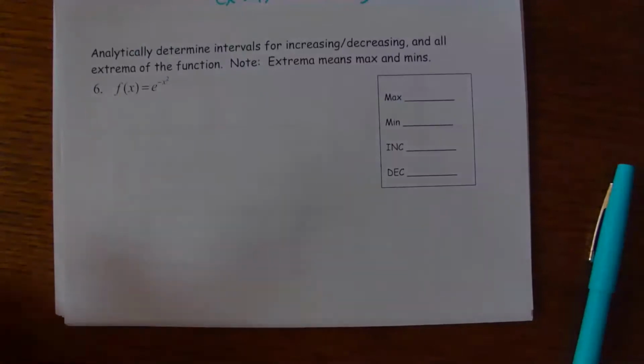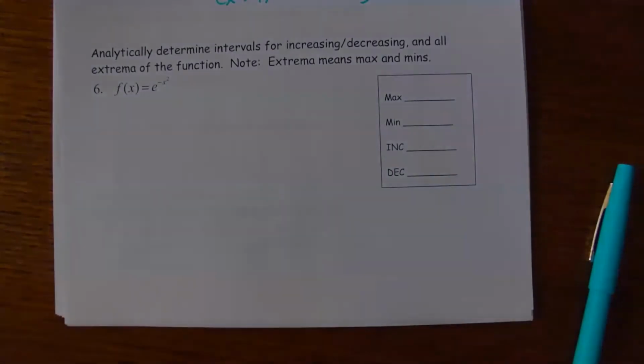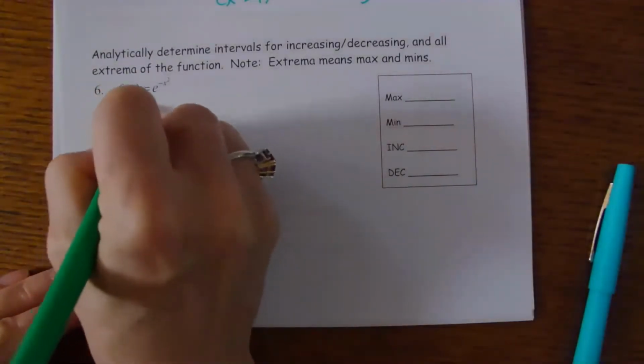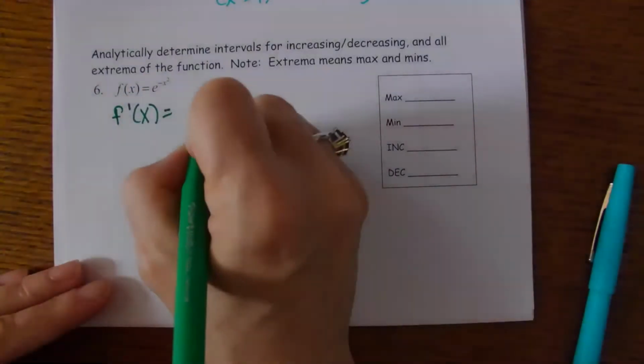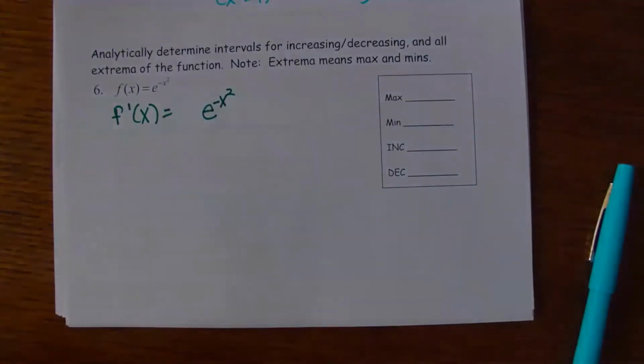All right, one last problem. Analytically determine intervals for increasing and decreasing and all extrema of the function. Max and mins. Same directions we've had on every problem, right? So what do we do first? Find the derivative. Now, when you have an e, you write down exactly what you see. Then what do you do to take the derivative?